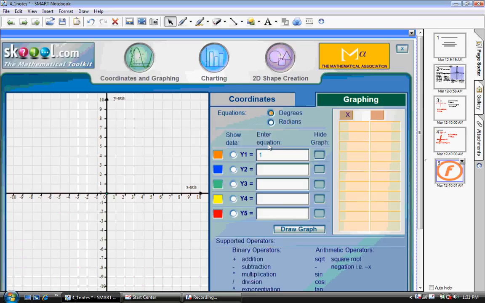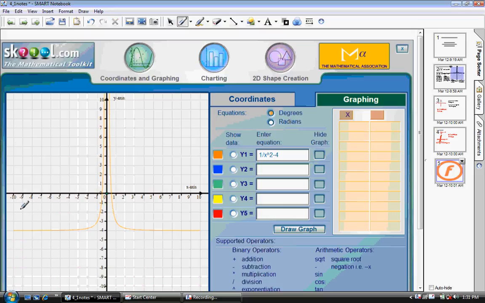So what was that function? 1 over x squared, then minus 4. Okay, and there it is, right? So I see my asymptote at this negative 4. And my vertical asymptote as well. Okay.